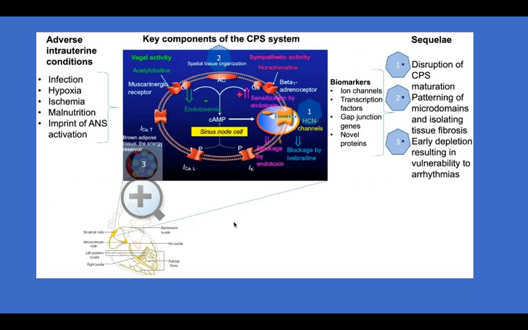This is a diagram showing some of the influences on the intrinsic heart rate variability, and some of the adverse conditions could be anything from infection to hypoxia to ischemia, malnutrition, or the imprint of the autonomic nervous system. The heart and the SA node are influenced by vagal activity and from the autonomic nervous system, the parasympathetic system and the sympathetic system. And these are the neurotransmitters that influence each of those. So the heart will be sped up if needed for the fight or flight response, or it will be settled down for a resting response.